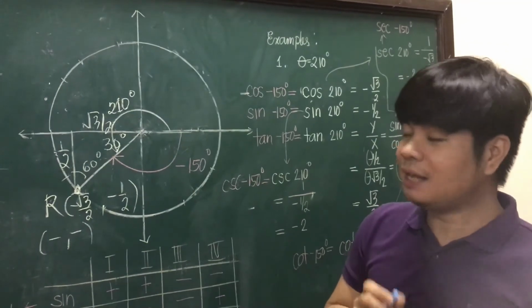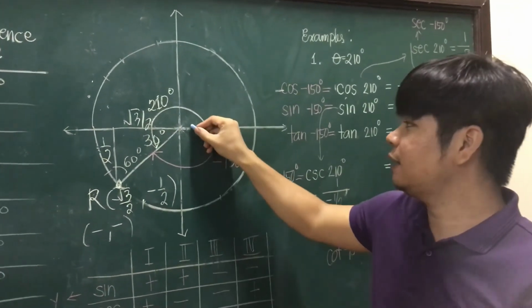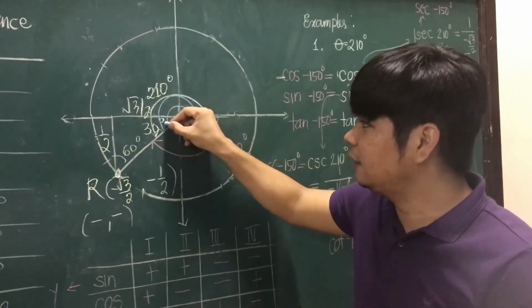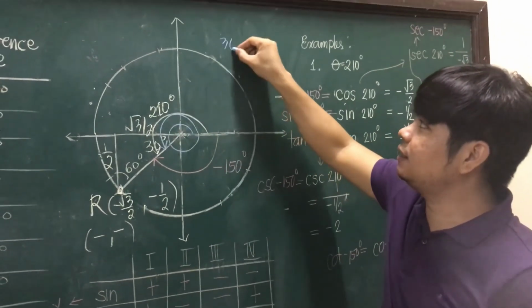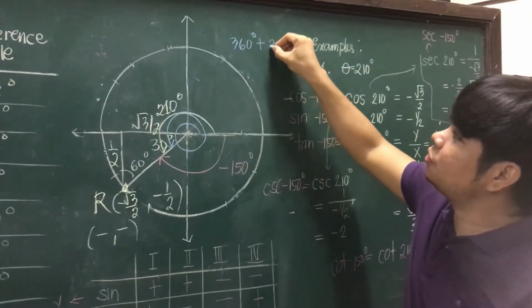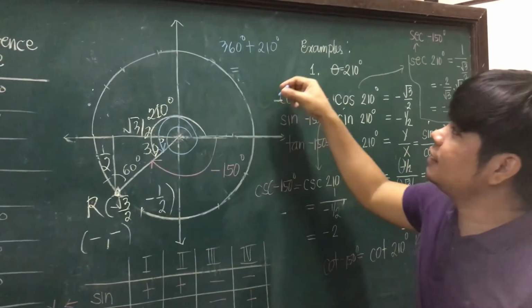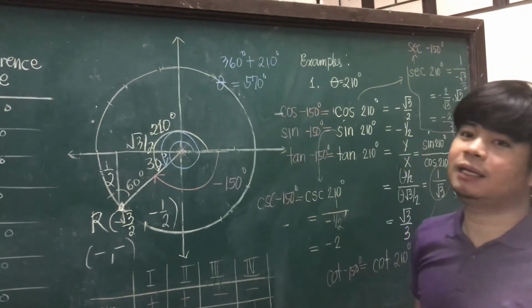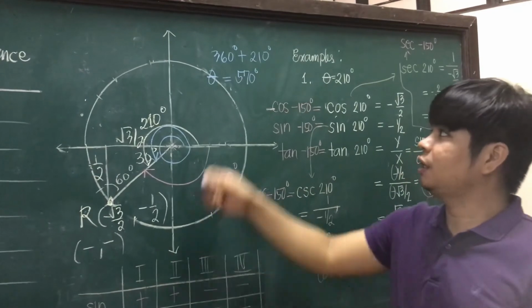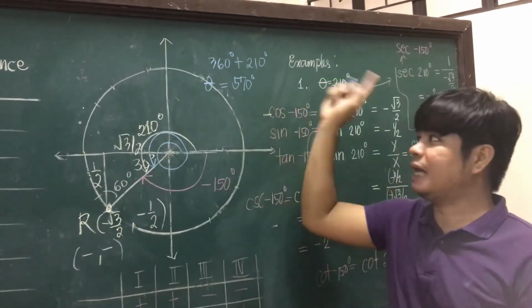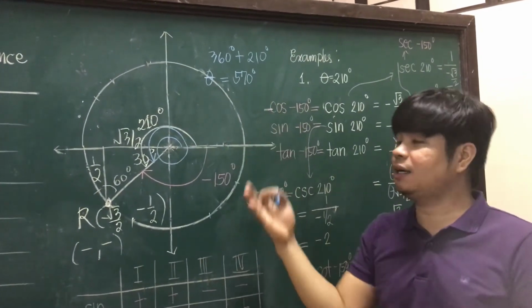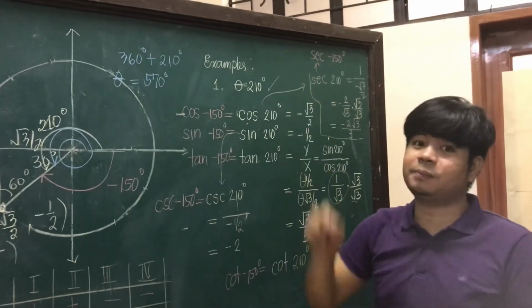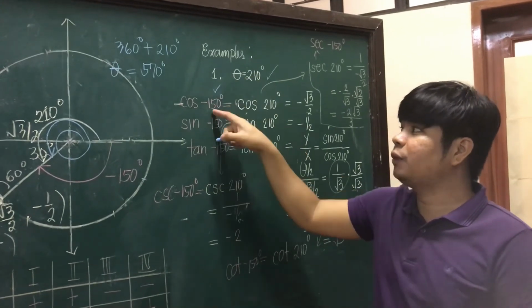So it means that if I rotate counterclockwise, that is 360 plus 210 degrees, which is equal to 570 degrees as the measure of theta, then the values of cosine 570 degrees, tangent, cotangent, cosecant, secant, and sine are all the same as those for 210 degrees provided a while ago, together with negative 150 degrees.